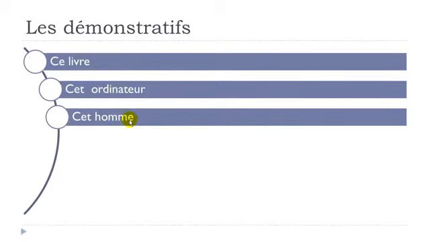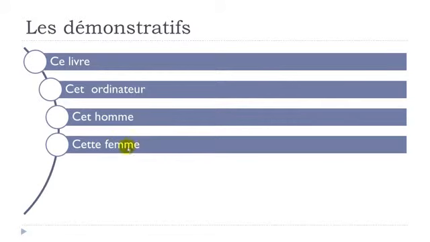Third possibility here, we've got homme, man. But here we've got this H letter. Remember, H is not pronounced, so you've got the sound of O at the beginning of this word. Cet homme, that's the reason why you will have to use the cet. So it's masculine, but still cet homme. So now, feminine word, femme, woman. No problem about that because we've got only one option for the feminine form, and it's cette, written like that. Cette femme.